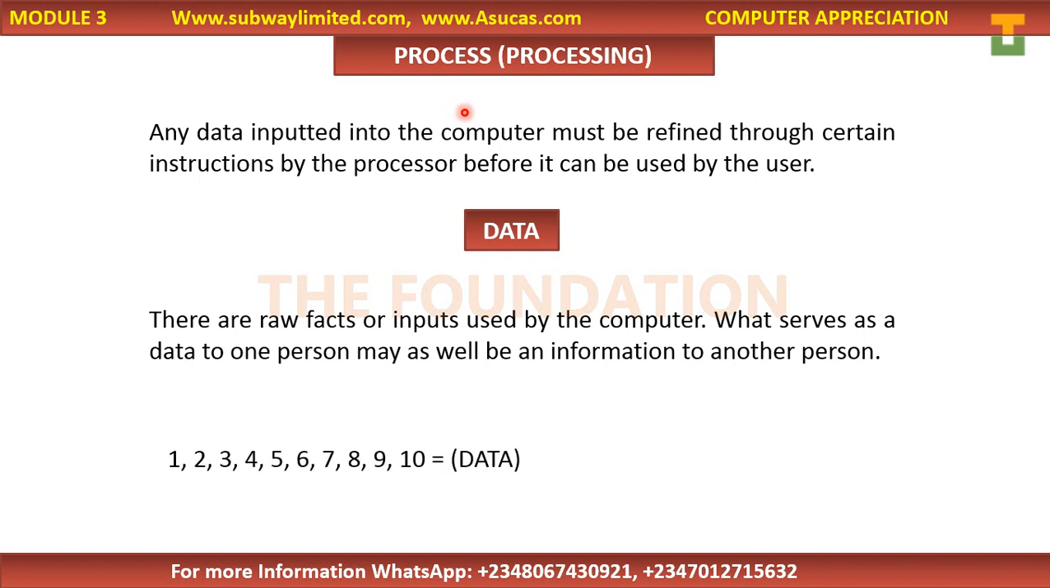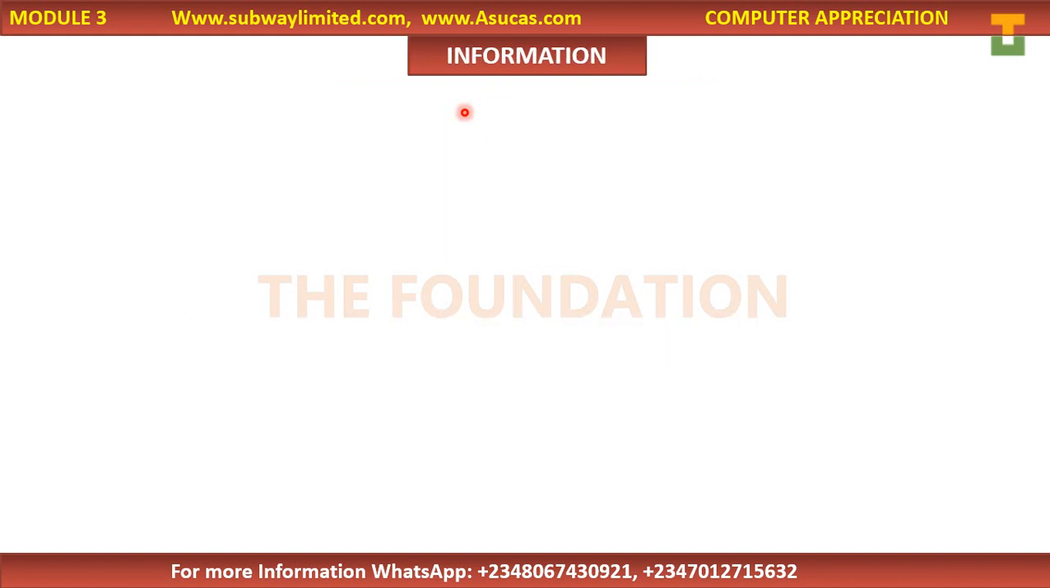I can say 1, 2, 3, 4, 5, 6, 7, 8, 9, 10. Somebody looking at this will know that, okay, I am counting numbers. But to another person, it might mean a different thing. So if I put an equals sign and have not been able to finish processing it, and then I give the final answer, somebody will know that, okay, I was adding these digits. So data are basically raw facts.